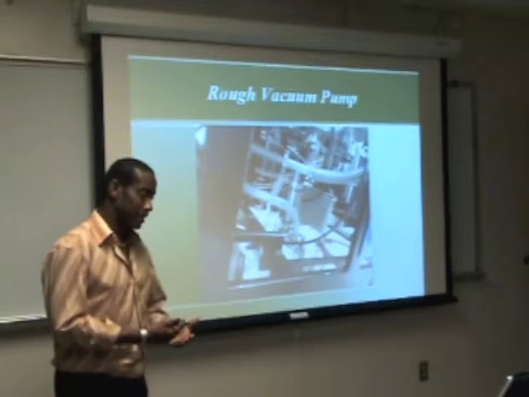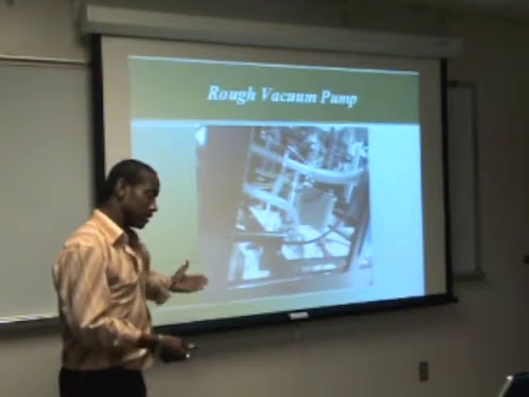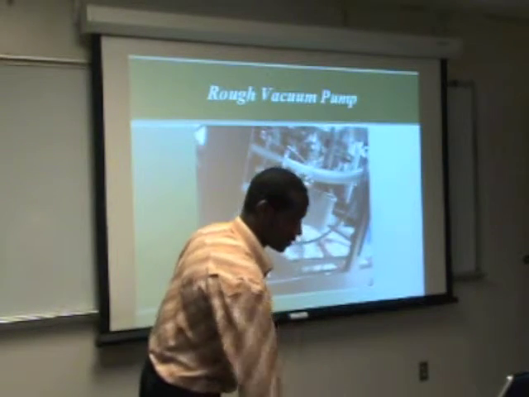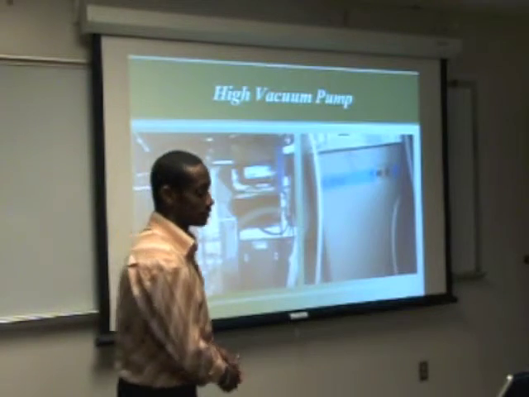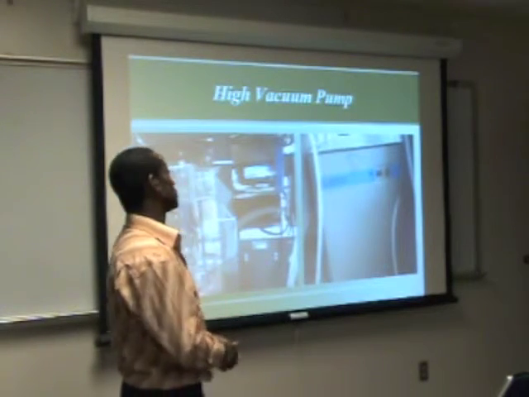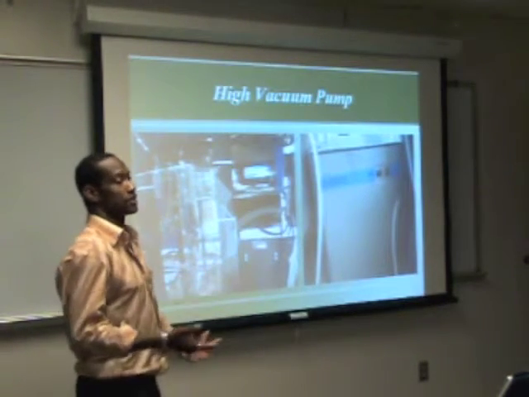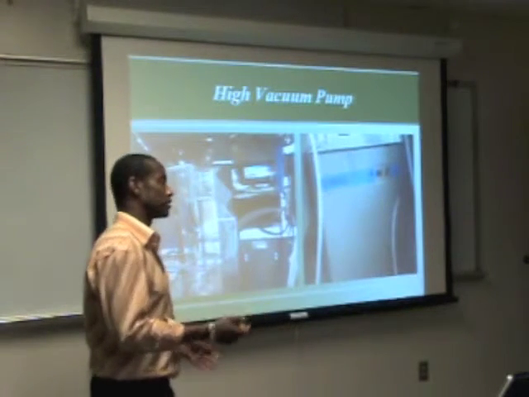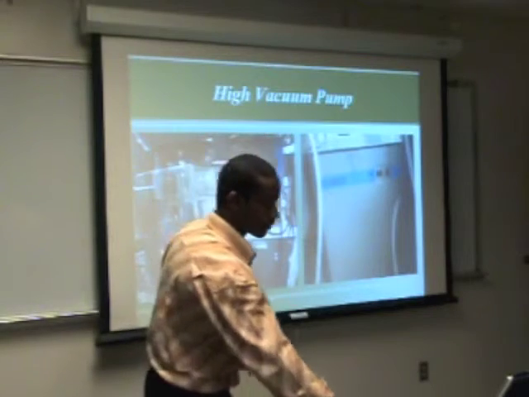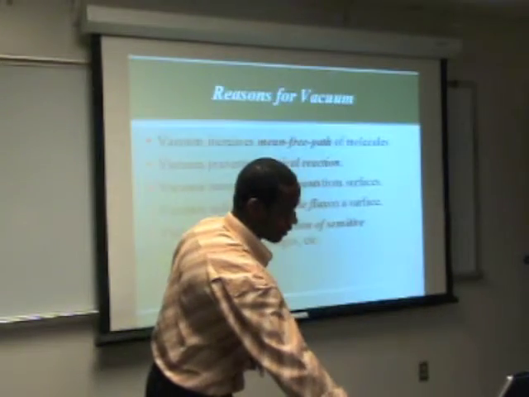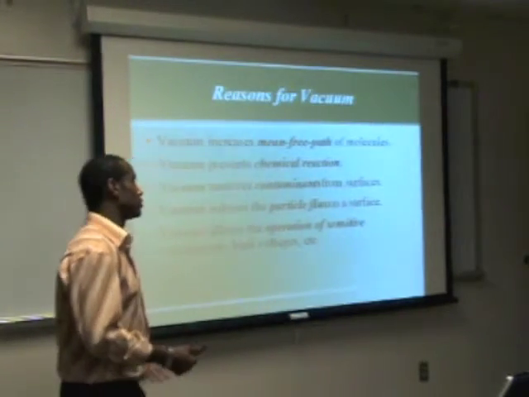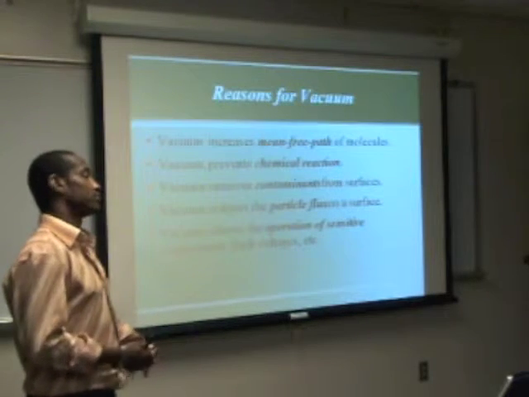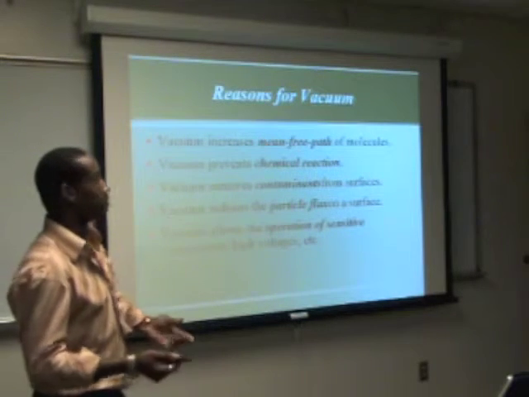There are different types of vacuum pumps. This is a regular vacuum pump here. This is what they call the high vacuum pump, which uses cryogenics. If everybody is familiar with cryogenics, we use it because that takes it down to an even farther level of vacuum. The reason for our vacuum is because we want a mean-free path of molecules. Mean-free path, I'll get into that in a minute.